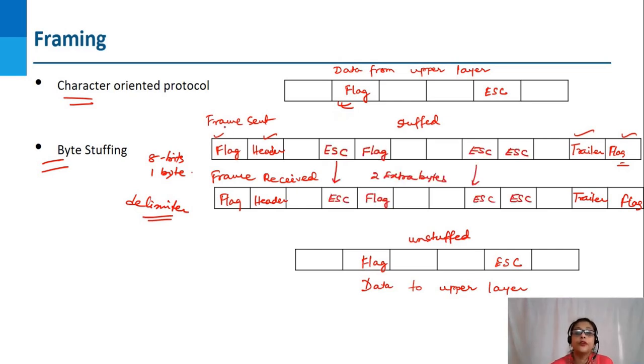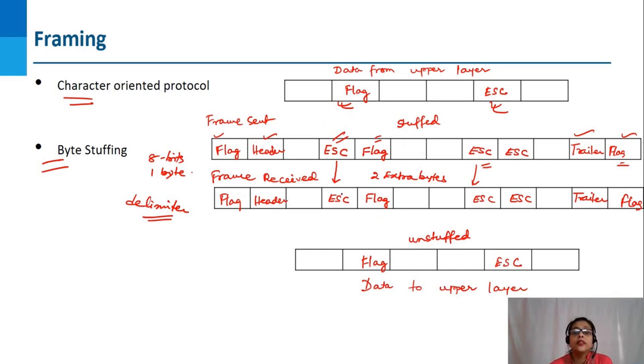So what we do whenever there is a flag type of data in the upper layer, we put one extra byte which is the escape character. This escape character will be placed whenever there is a flag type of data, or even this escape character can be there in the data. So again you have to place one escape character before this escape. So the escape character will be placed before the flag or even the escape. So these two extra bytes are then stuffed in the original frame.